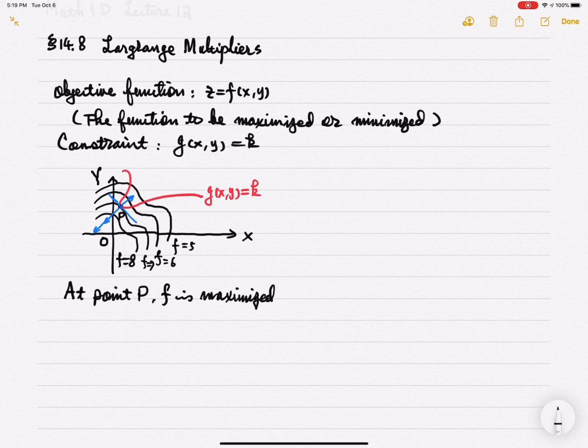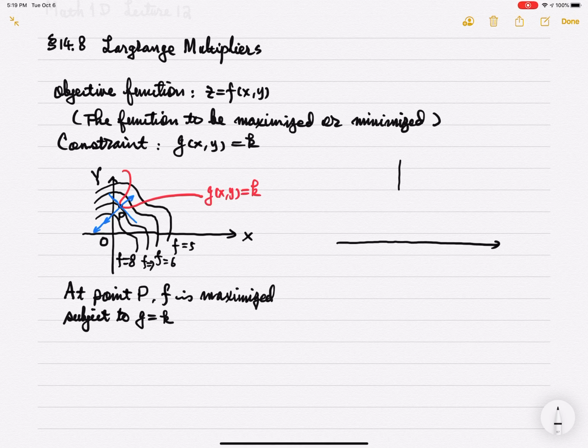Subject to g equal to k. Okay. Now, another case, if you draw this way, well, here, how about we say like this?